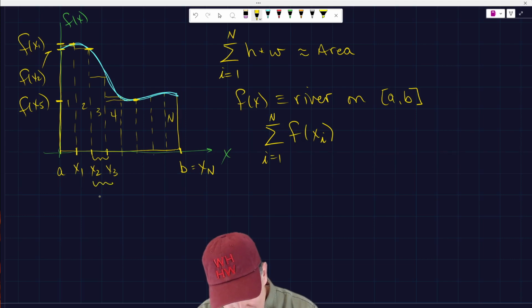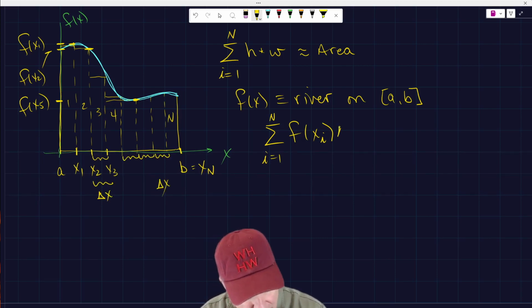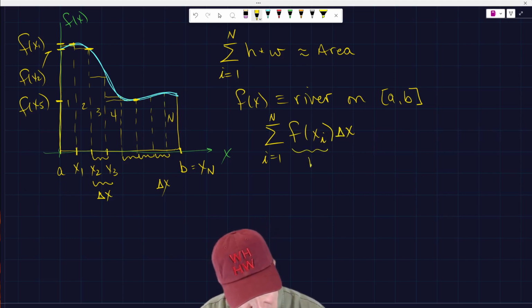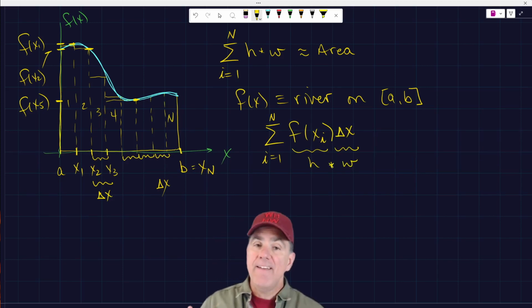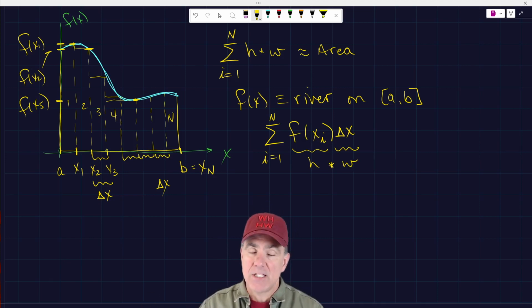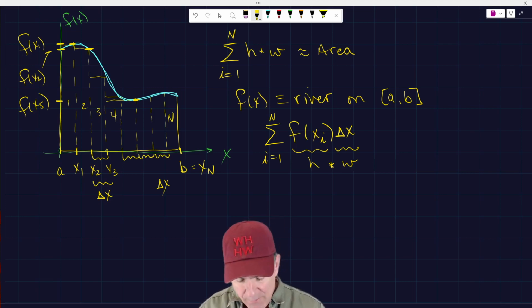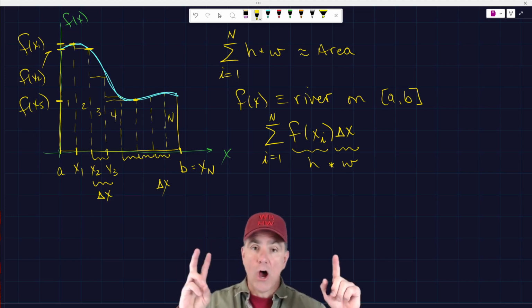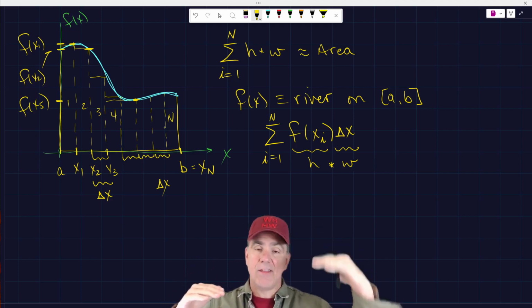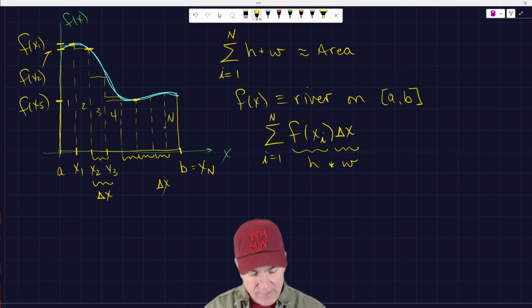So I'm going to call this distance here delta x. And so every space in between, those are all delta x. So every rectangle has width delta x. So this piece here is the height h, and this is the width w. So now for any function that you give me, not just the river, but any function that you want to give me, I have a means of calculating area. I have a means of calculating this area under the curve, or in the case of my property, between the bottom property line and the river. I can calculate all the area that I have.